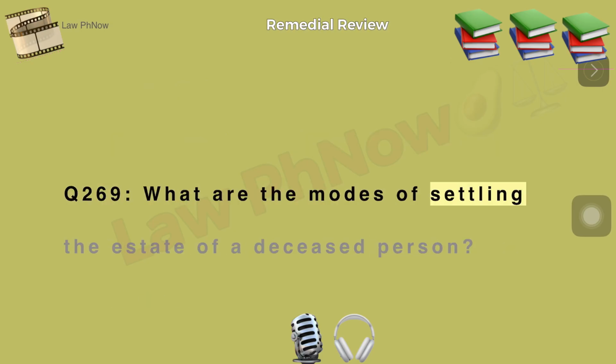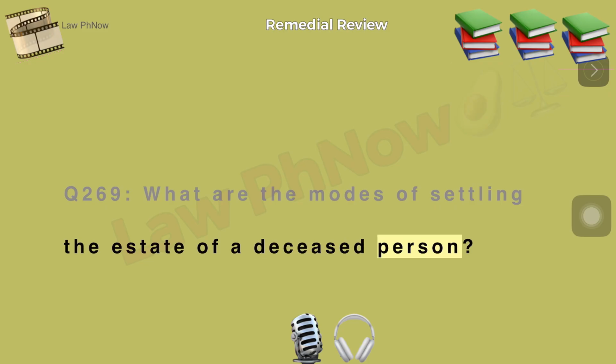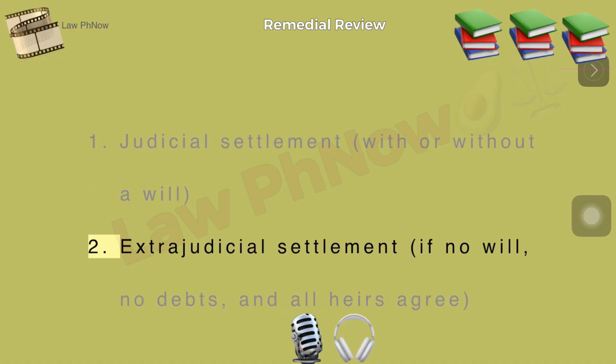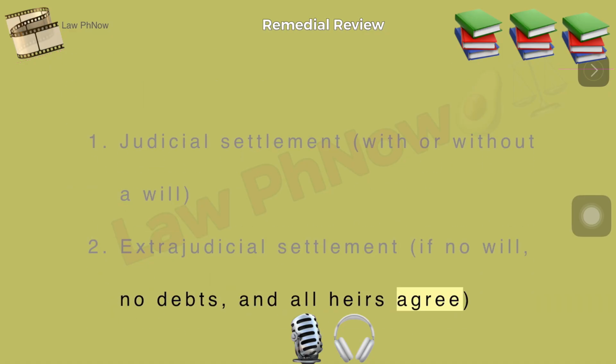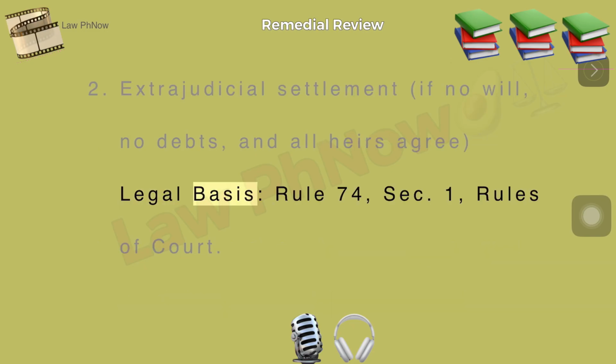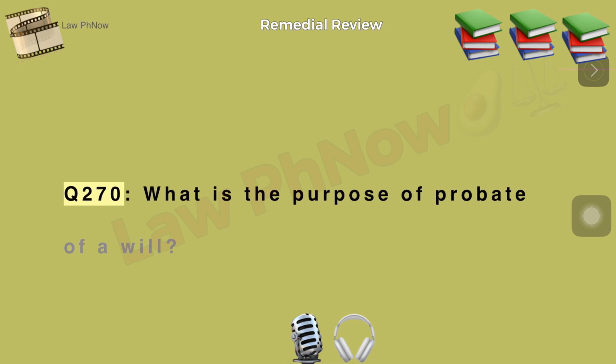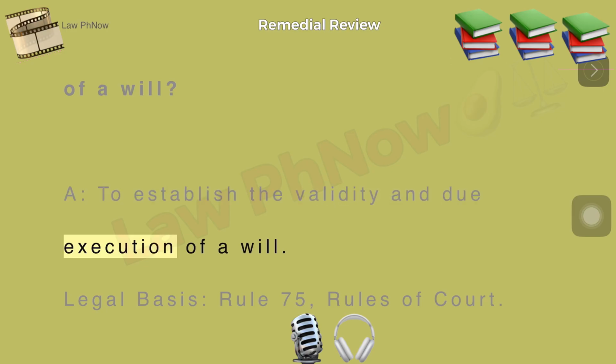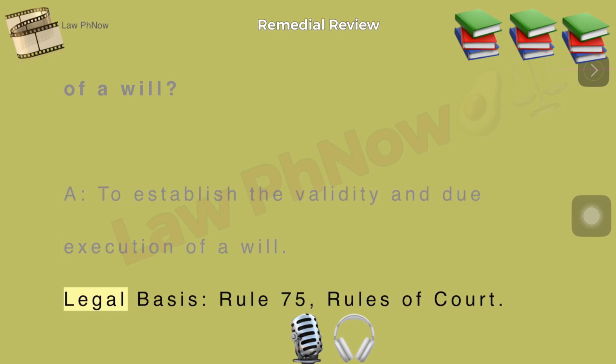Q269, what are the modes of settling the estate of a deceased person? A. 1. Judicial settlement, with or without a will. 2. Extrajudicial settlement, if no will, no debts, and all heirs agree. Legal basis, Rule 74, Section 1, Rules of Court. Q270, what is the purpose of probate of a will? A. To establish the validity and due execution of a will. Legal basis, Rule 75, Rules of Court.